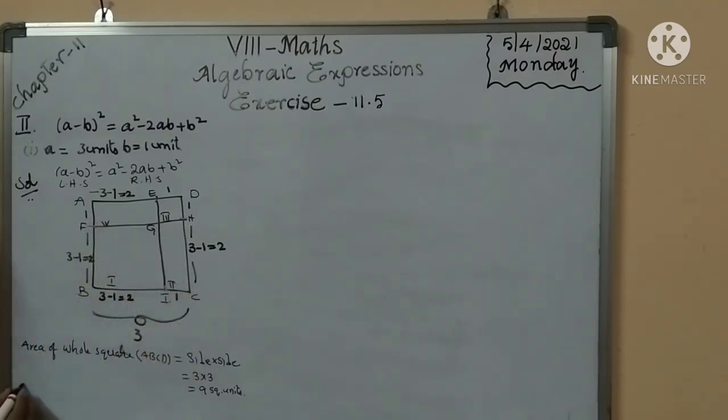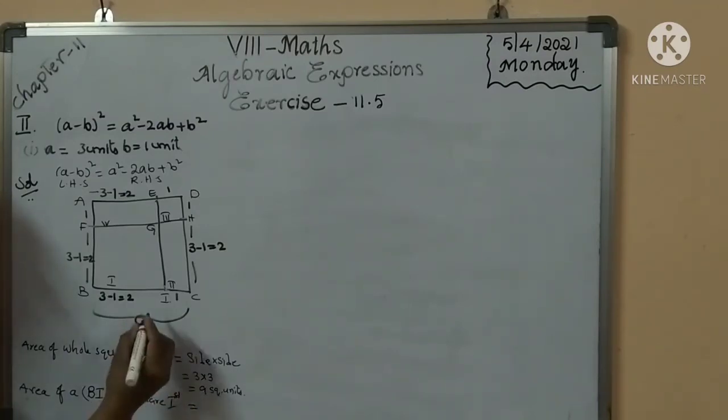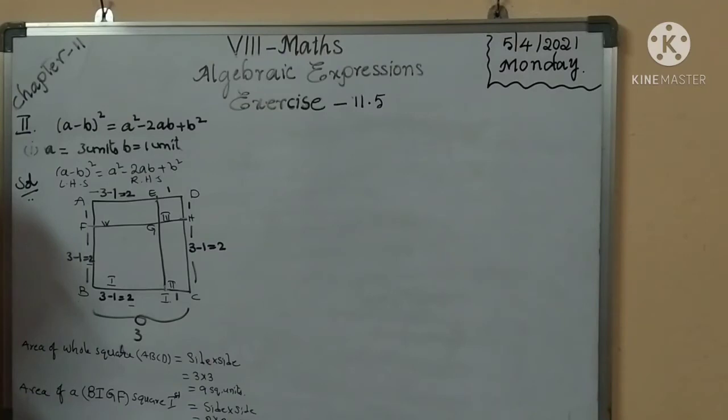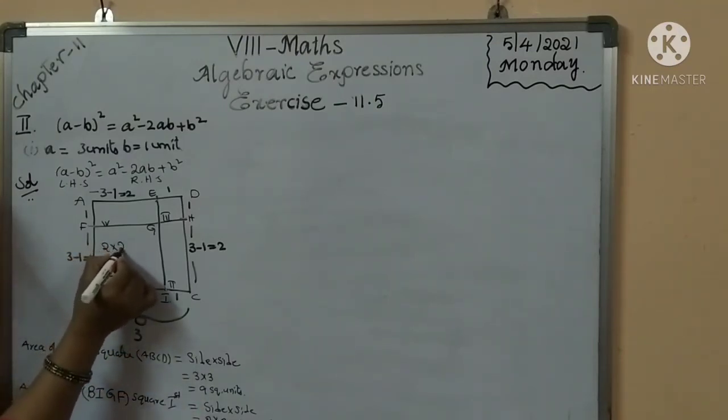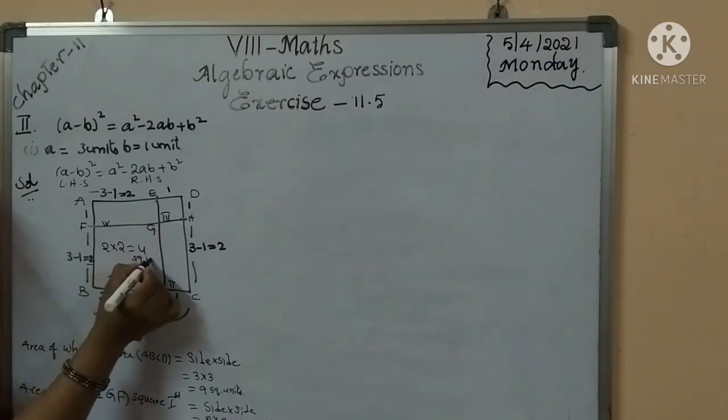So now write here the area of BIGF. BIGF is a square. It is the first region. What is the area of a square? Side into side. What is the side here? 2 units. So 2 into 2, 2 2s are 4 square units. Understand? Area of the first region is 4. So here write 2 into 2 equal to 2 2s are 4 square units.